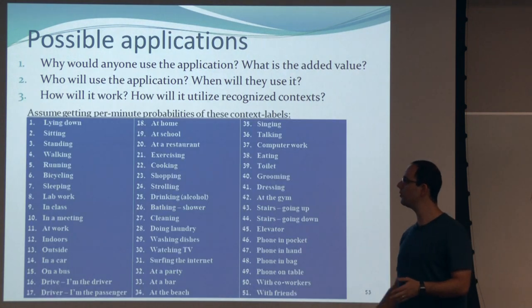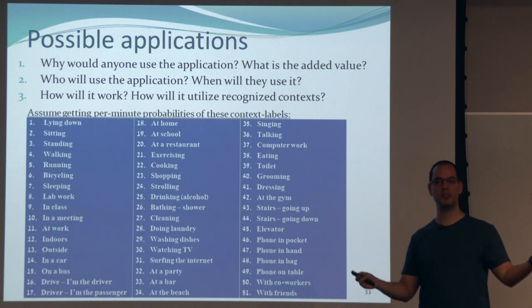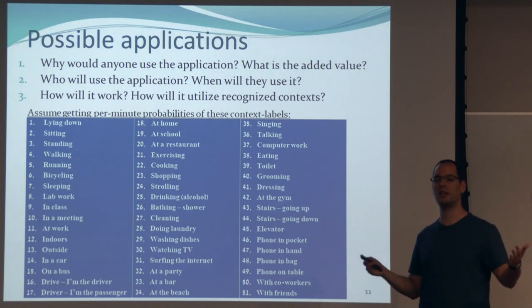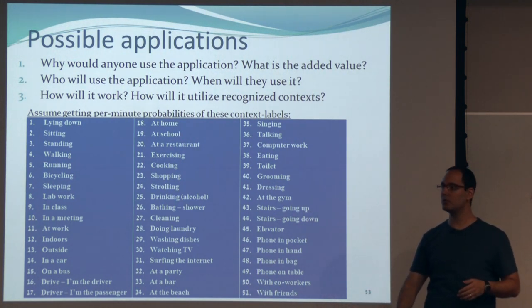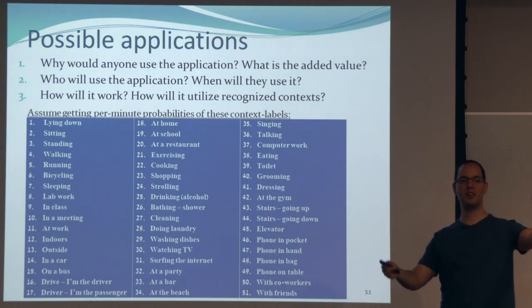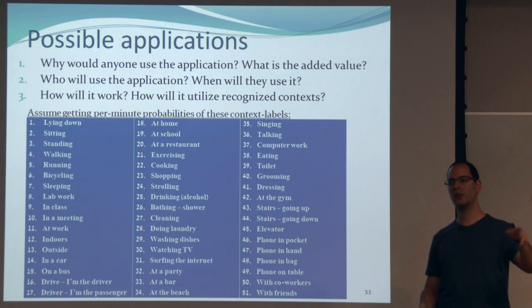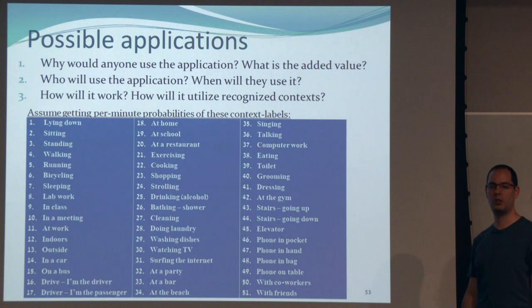So you can assume that you're getting perfect recognition from ExtraSensory. Assume that every minute you're getting probabilities for these 51 different labels. And I would like you to take a few minutes to think of ideas, and then we can shout out the ideas.